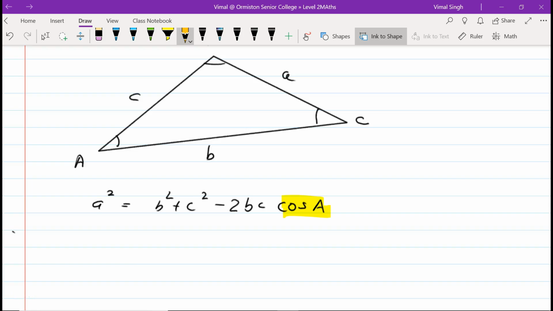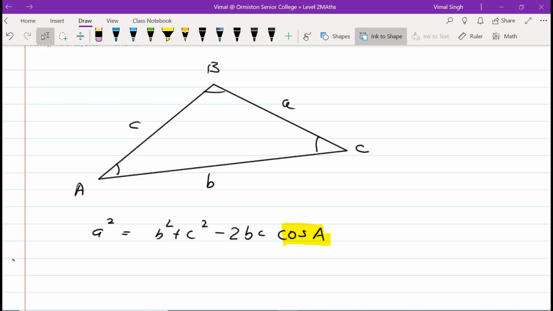Okay, you'll notice that I have a triangle over here. It's not a right angle triangle, and I've labeled this as A, B, and C. And the sides opposite to those angles A, B, and C are also labeled, and you'll notice they're labeled as lowercase a, lowercase b, and lowercase c.